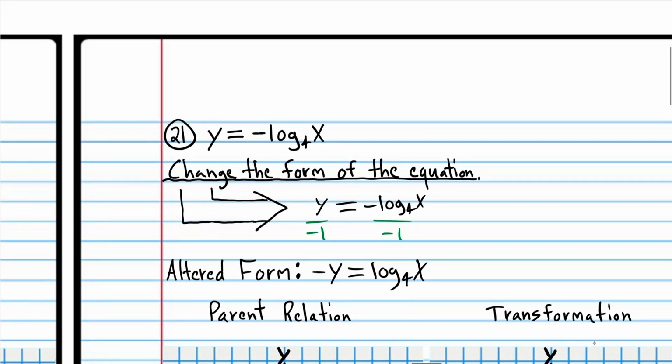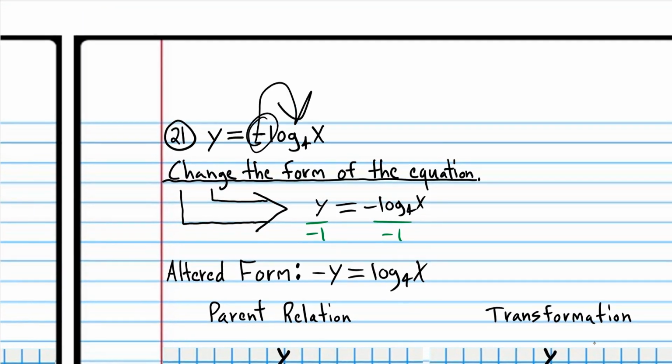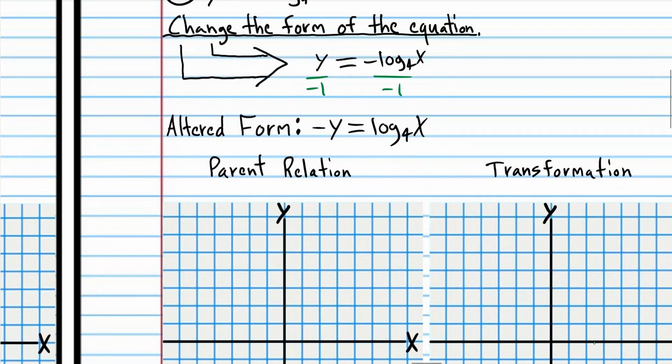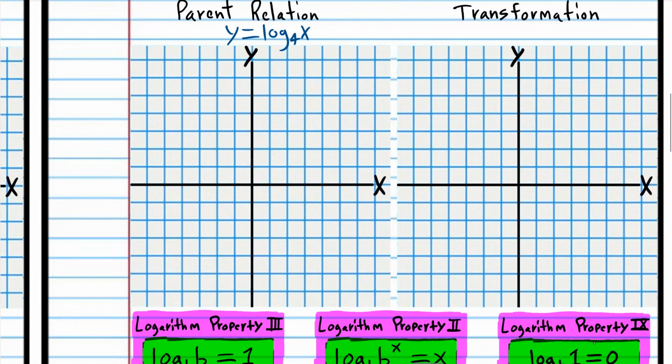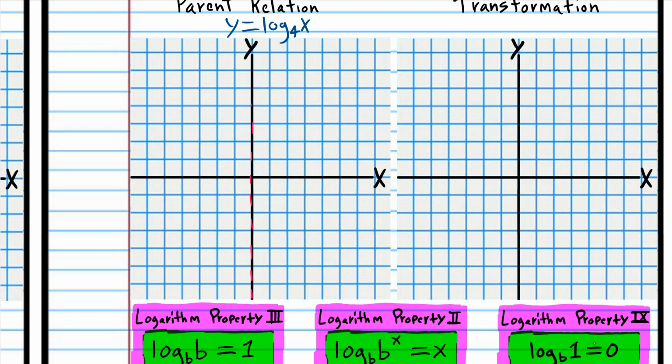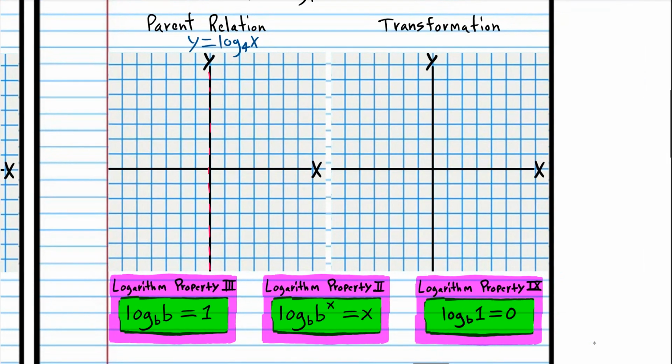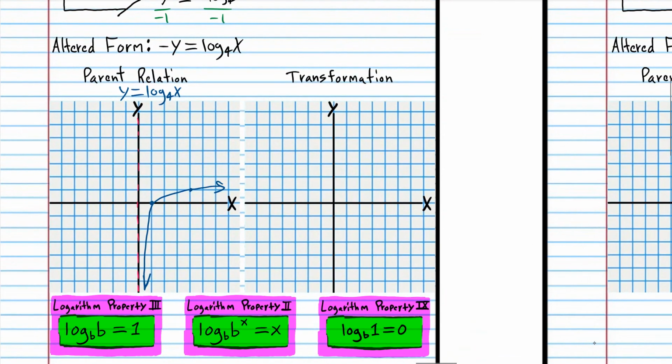Because again, that negative is multiplied. This is -1 times the log base 4 of x. So log base 4 of x is the parent equation. We can use our log rules there. Plug in 1, you always get 0. Plug in 4, that's the same number as the base, so you get 1. And that's all we can fit on our window. So then we're going to graph negative y is equal to log base 4 of x. That reflects across the x-axis.